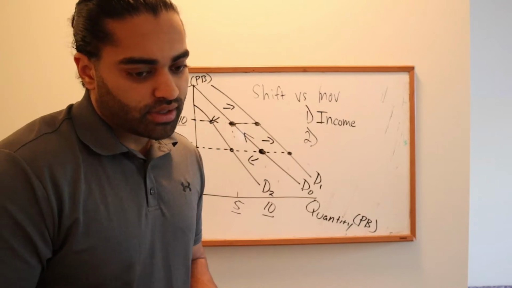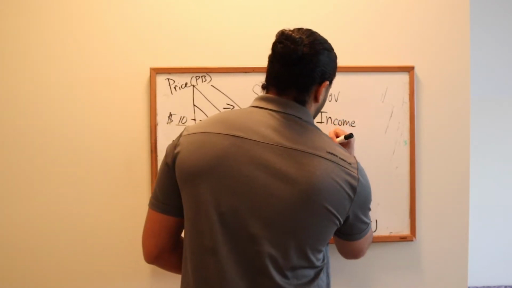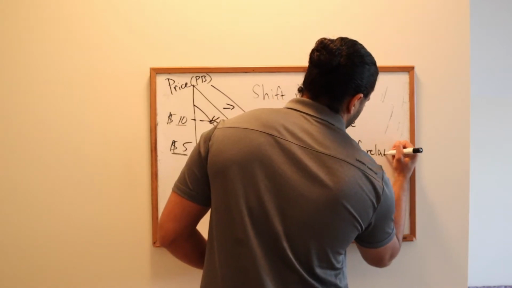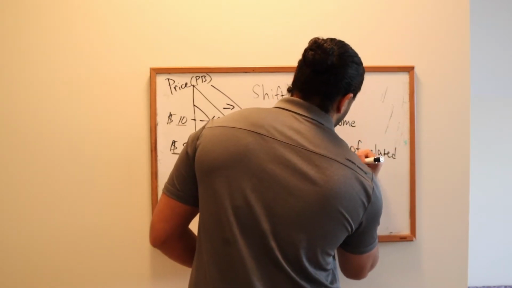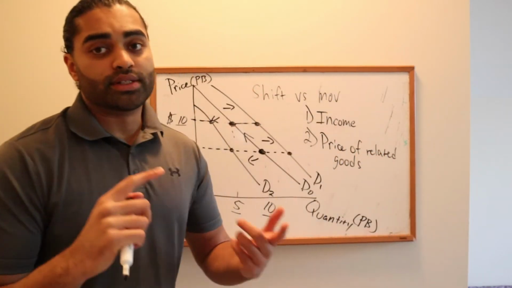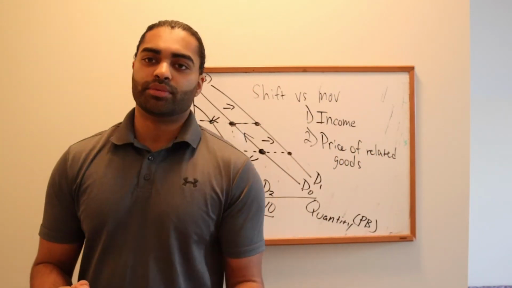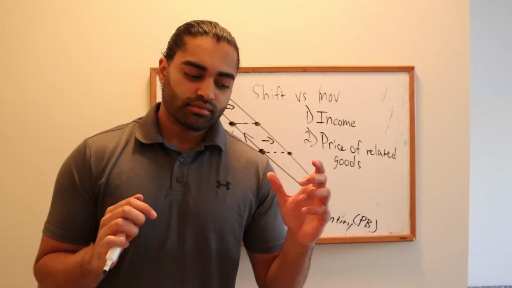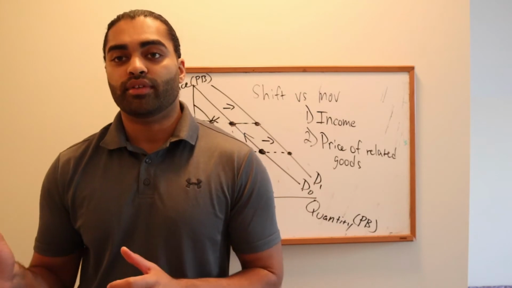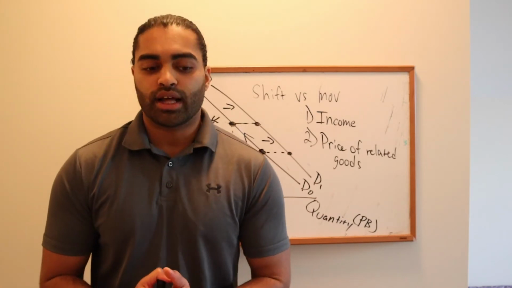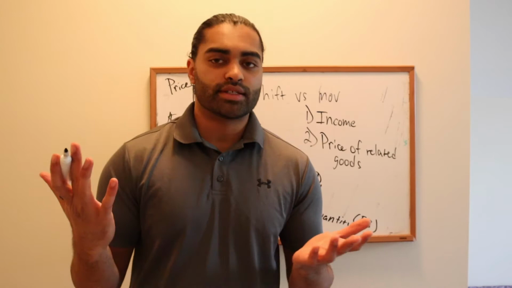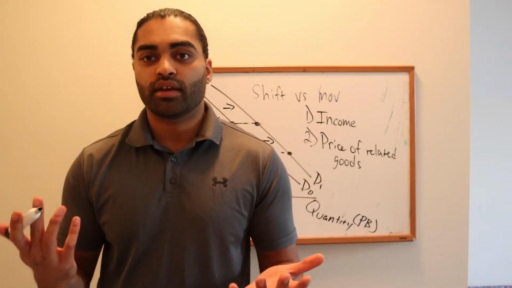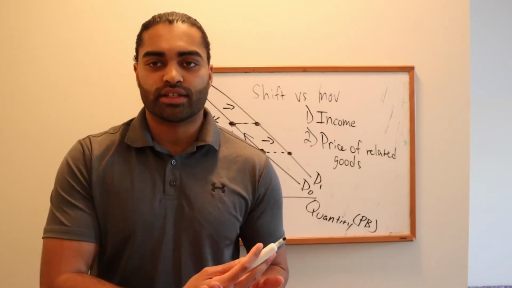The second shift factor is price of a related good. Again, we have two types of goods that we're going to be looking at. One's a substitute, one's a complement. So we'll start with substitute. The definition of a substitute is basically you can replace a product and get the same amount of benefit. So a common example is Coke and Pepsi. If you hold them both at the same level, you get the same amount of happiness or utility from them. They're interchangeable. You can get the same amount of satisfaction.